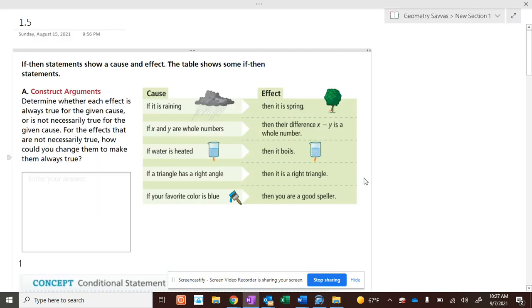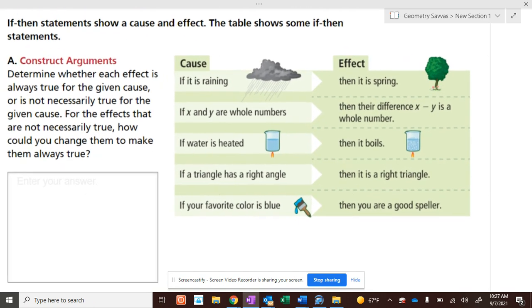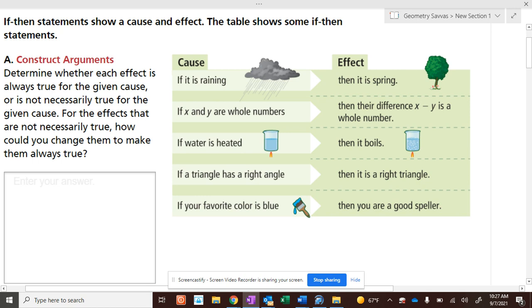All right, if-then statements. If-then statements show cause and effect. Now, some of them are true, some of them are not necessarily true. So let's look at the first one. If it's raining, then it's spring. Is that true or not necessarily true? We got a lot of shakings of the heads, which means not necessarily true. Because it could be summer and it's raining. It could even be winter. It's rained in the middle of winter before. So that one's not necessarily true.